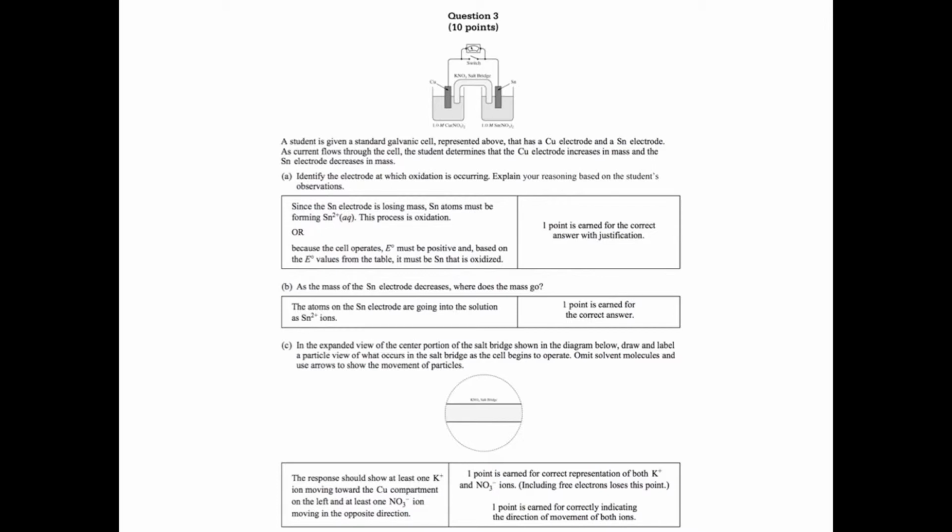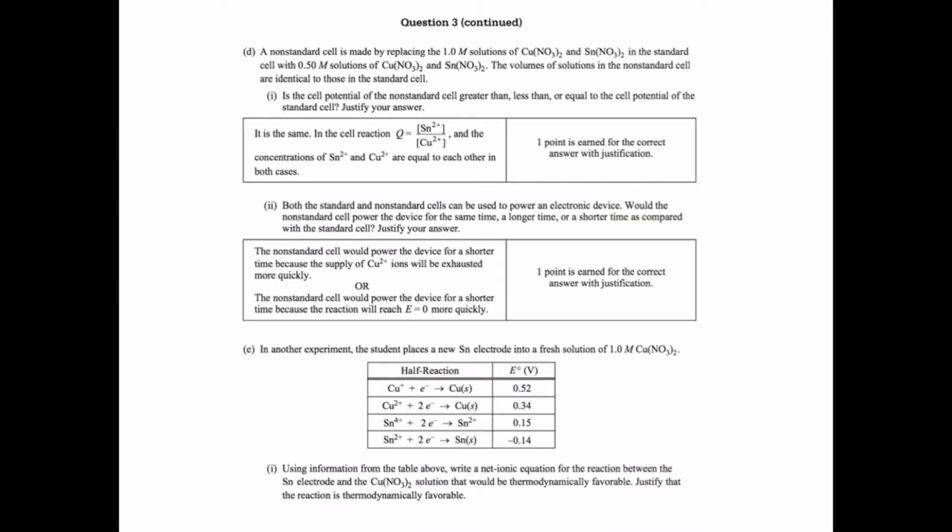In D, it says a non-standard cell is made by replacing the 1.0 molar solutions of copper nitrate and tin nitrate in the standard cell with a 0.5 molar solution of copper nitrate and tin nitrate. The volumes of the solutions are identical to those in the standard cell. Is the cell potential of a non-standard cell greater than, less than, or equal to the cell potential of the standard cell? Justify your answer.